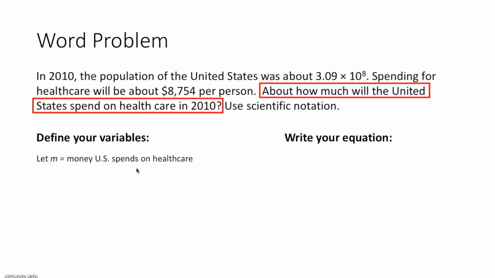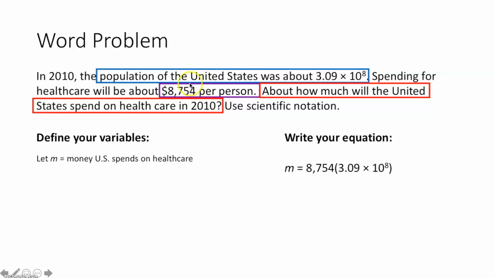How much money are they going to spend? Well, it's $8,754 per person, but the total population of the United States is 3.09 times 10 to the 8. So we're going to take that population and that cost per person, and we're going to multiply those together, and that'll give us the amount of money the United States will spend on healthcare. So we take the amount per person and multiply it to the population. Now, how do we multiply these two numbers together? Well, we just learned how to do that. We take the 8,754 and multiply it to the 3.09, and we end up getting 27,049.86.